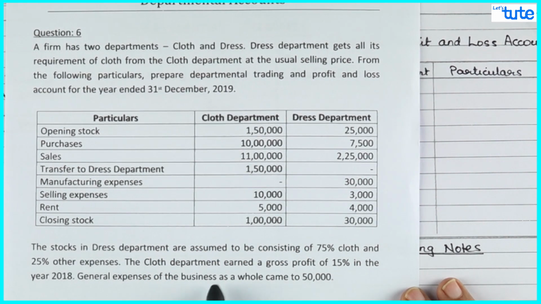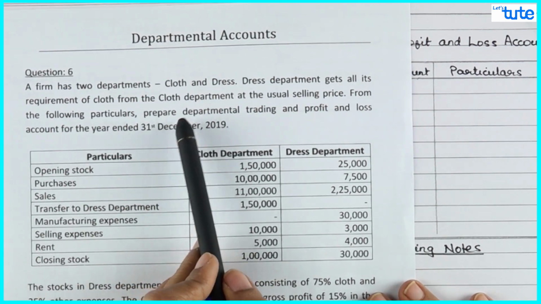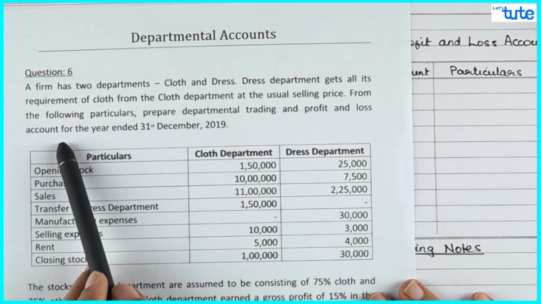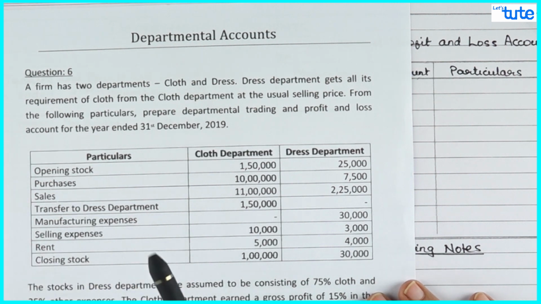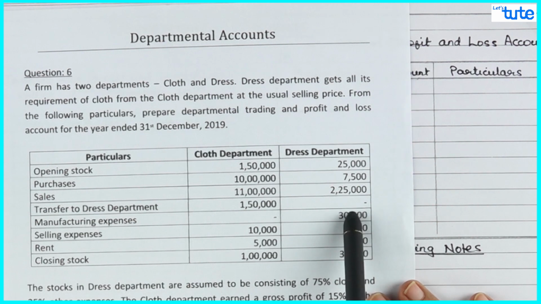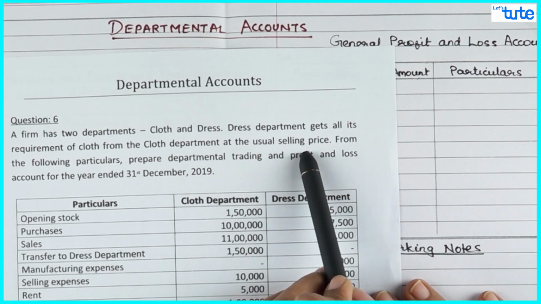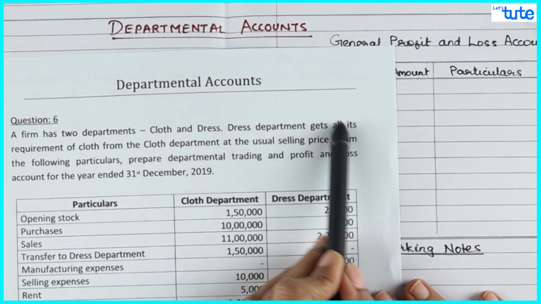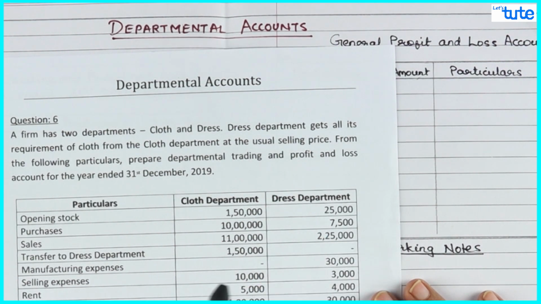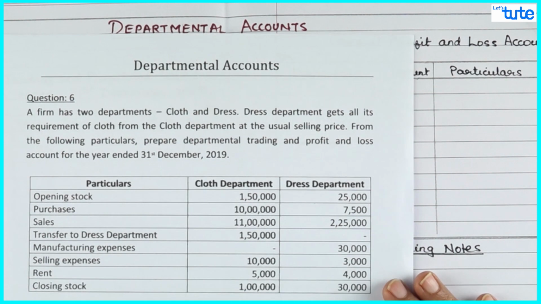General expense of the business as a whole came to 50,000. So that is the whole company's expenses, 50,000. So over here we are required to prepare departmental trading and profit and loss account. Now again, this is a very commonly asked question. They give two departments, one transfers goods to the other department, and whenever the goods are transferred at selling price, that is by charging some profit on that, we need to calculate stock reserve. So over here the main important part would be the calculation of the stock reserve.